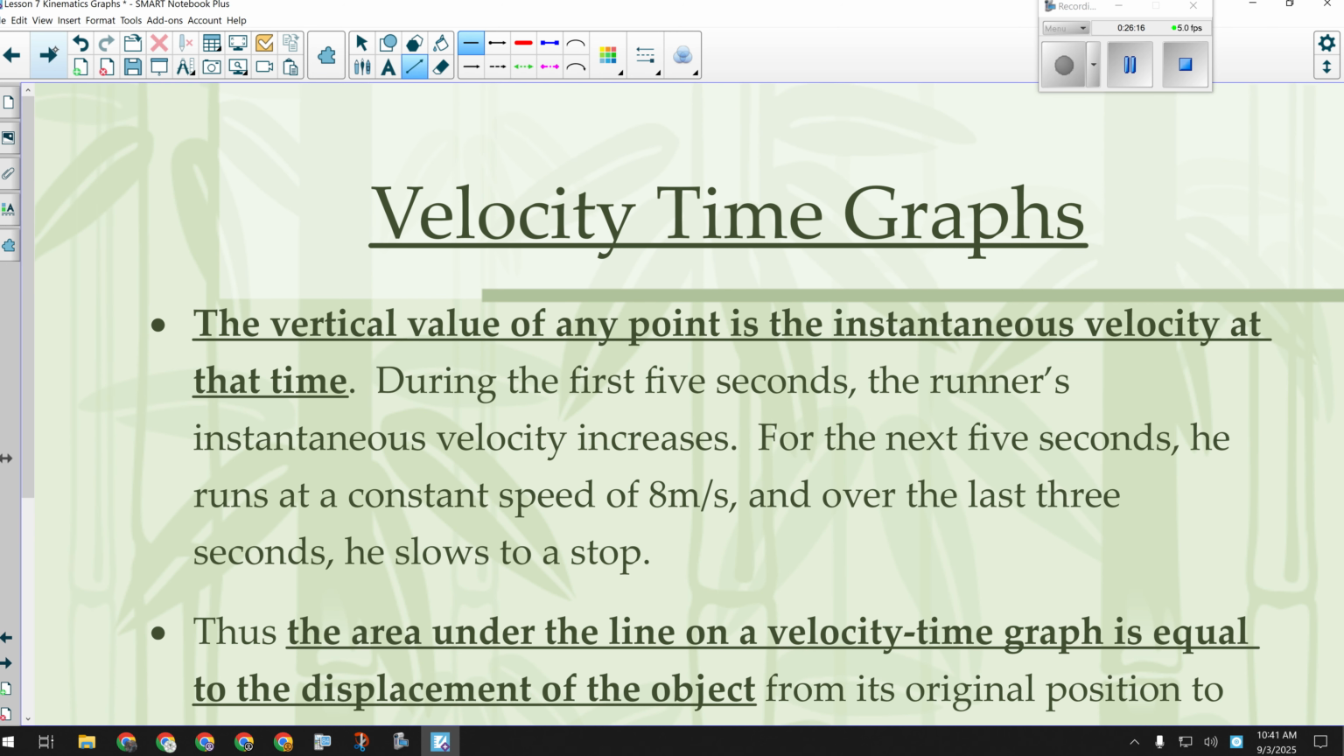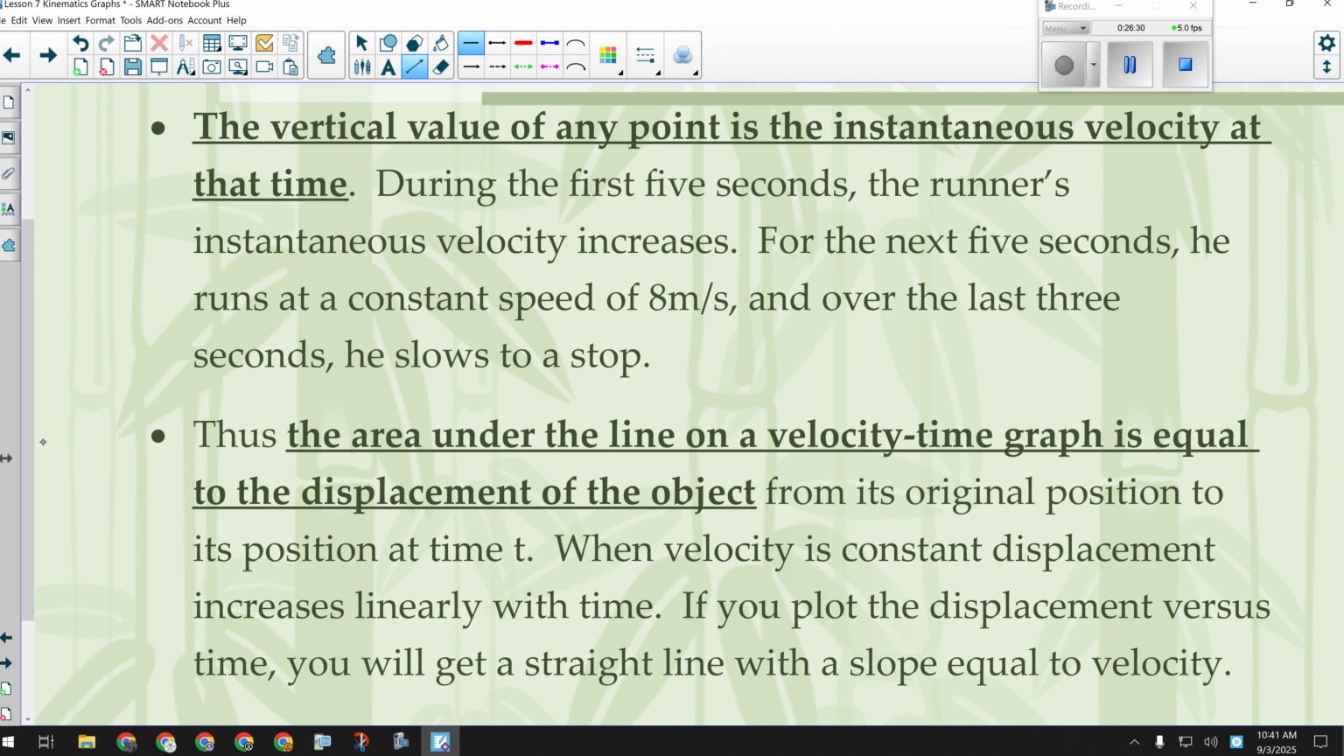All right, so on a velocity versus time graph, you don't need to write this. This is stuff you already know. The vertical value of any point is the instantaneous velocity. Basically, I'm saying on a velocity time graph, you can read velocity in time. Surprise, surprise. And we also learned area under the line on a velocity time graph is equal to the displacement of the object. And that is because what you are really doing is this calculation.